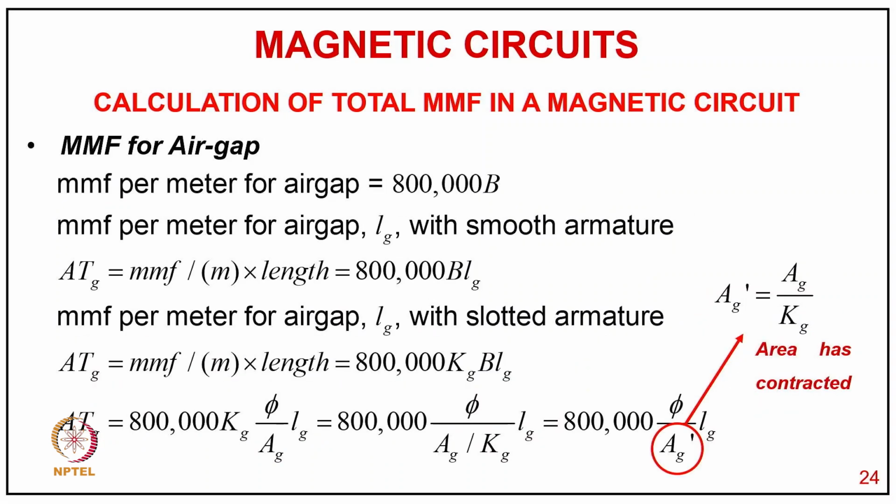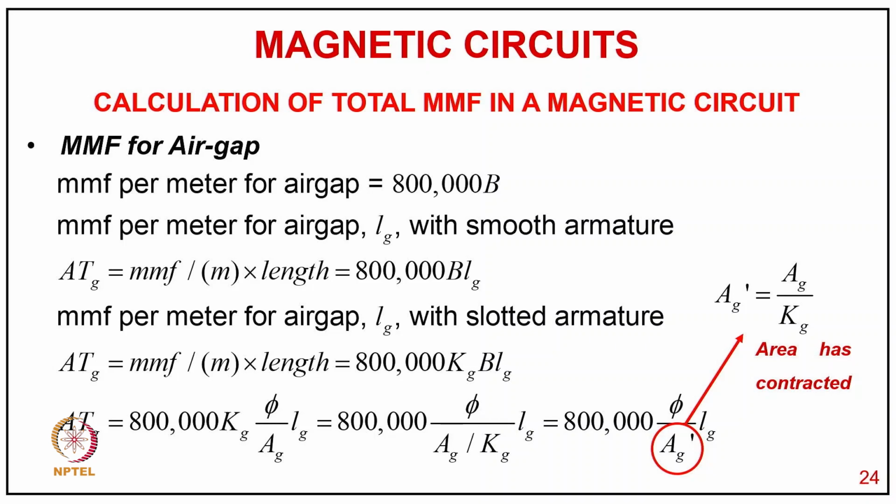So now coming to the calculation of total MF in the magnetic circuit. You have in the magnetic circuit, of course, the air gap and other parts. Considering first the MF for the air gap, it is typically 8 into 10 to the power 5 into B, where B is the absolute flux density in the air gap. So we can call it MF per meter for air gap length. With the smooth armature, ATG equals MF per meter into length, that is 800,000 into B into LG, and MF per meter for air gap LG with the slotted armature will be AG upon MF per meter into length.